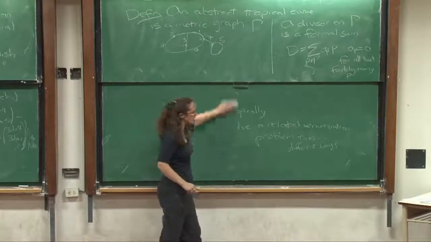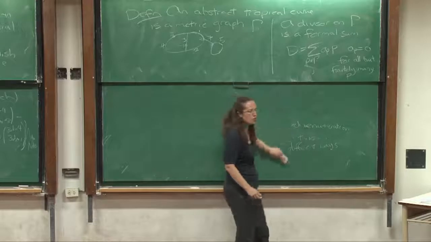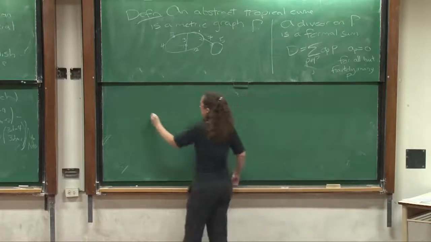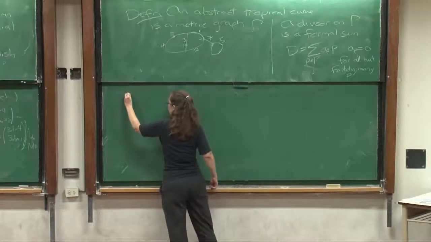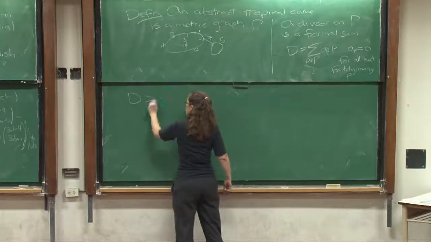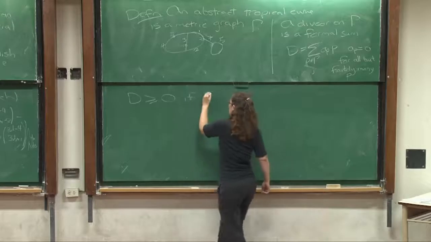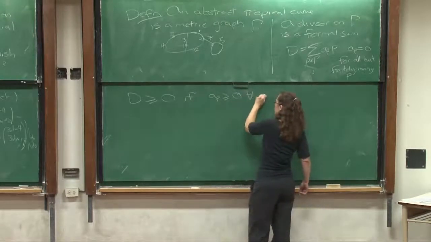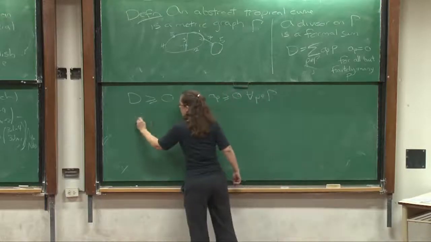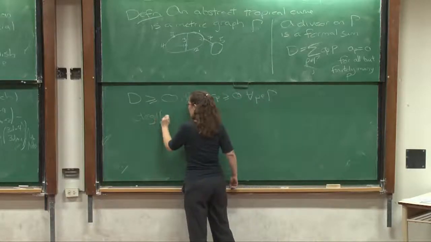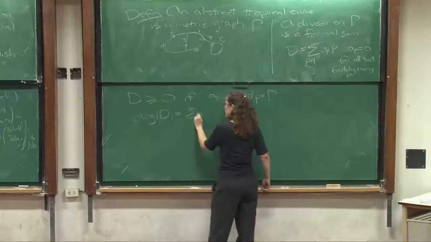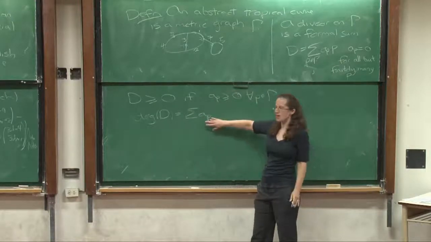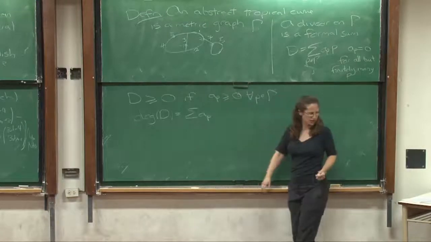And its degree is just going to be the sum of the a_P. So this should all look very familiar from the usual curves. Okay, so we say D is greater than or equal to 0 if a_P is greater than or equal to 0 for all P in gamma. And the degree of D is the sum of the a_P. Okay, so our assumption that it's only finitely many and non-zero says that this is well defined.